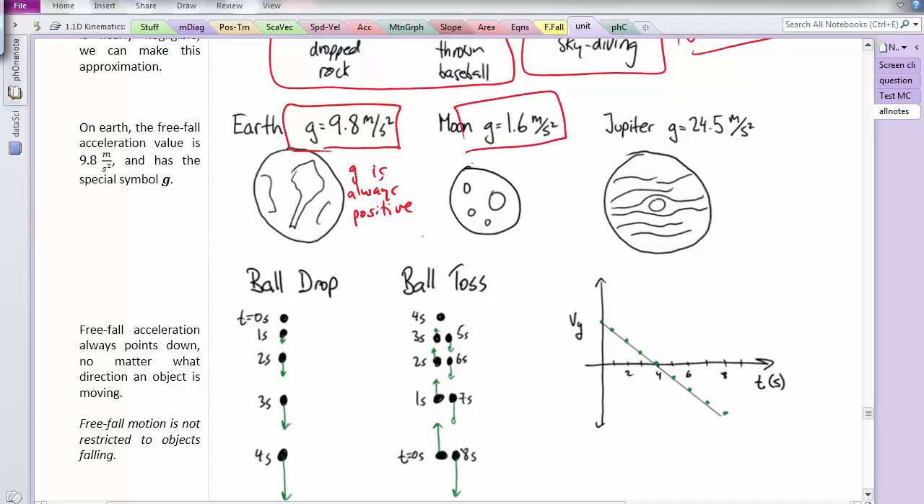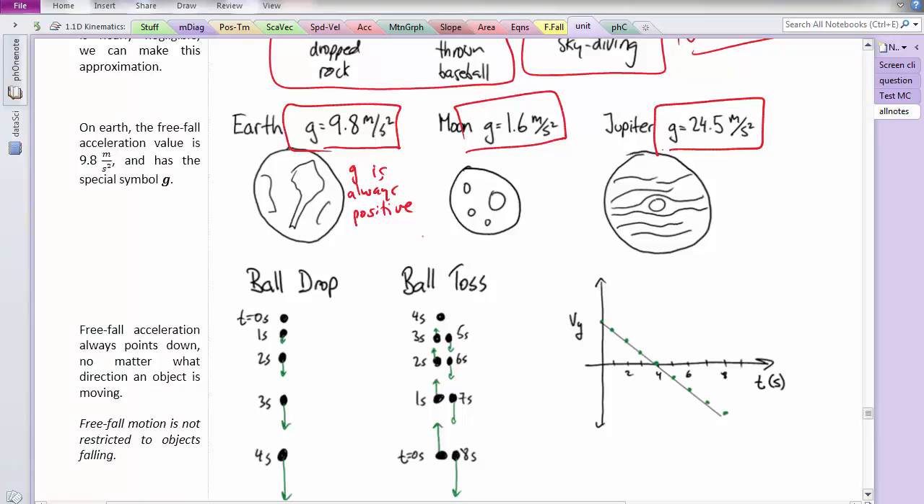On the moon, it's a lot less. It's 1.6. This is why astronauts can bounce around the way they do. And on Jupiter, we would feel really heavy because the acceleration due to gravity is 24.5 meters per second squared. That's 2.5 times what we have here on Earth.